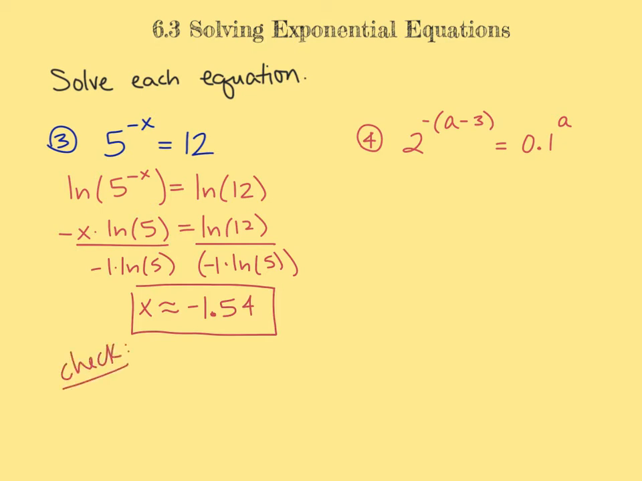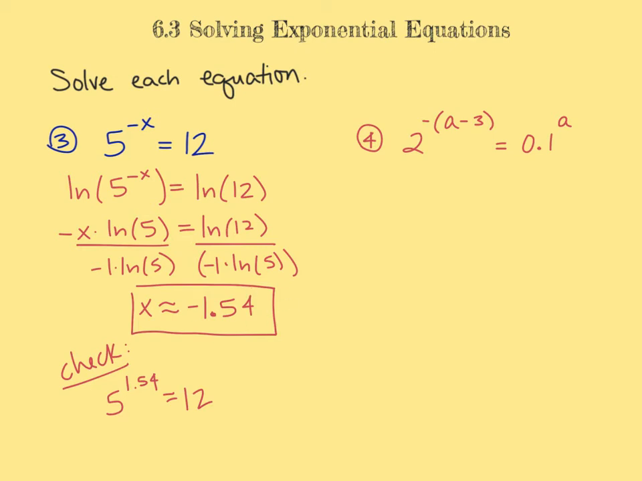Now we could test this and check our answer. If we wanted to check our answer quickly, we'd have 5 raised to the negative 1.54. And does that equal approximately 12? So in my calculator, I'm going to put 5 raised to the negative 1.54, and I got 11.92. That makes sense because we rounded this slightly.